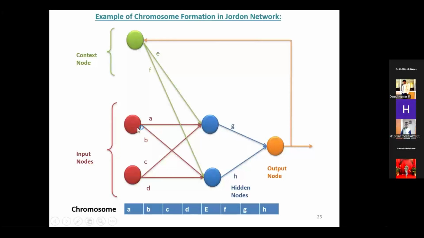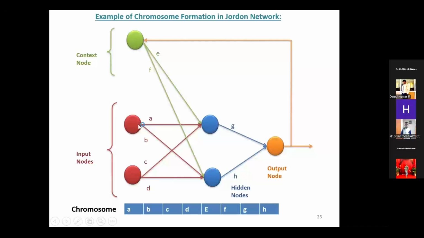The presence of the input node and output node is based on the value which you are going to measure. So here you take the input node as the INS value, and the output node you make the GPS value as the target, and then the corrected value as your corrected INS. Okay, now let us see the formation of the chromosome.